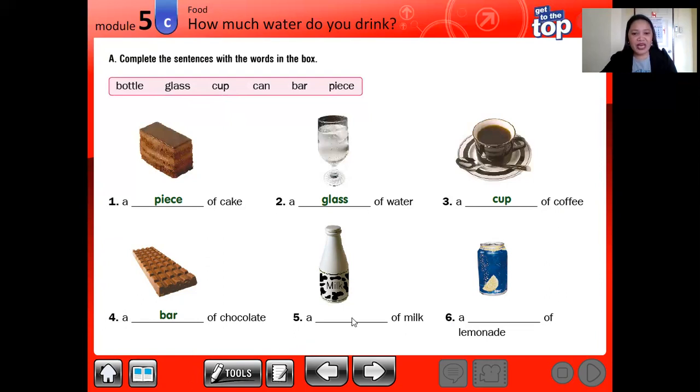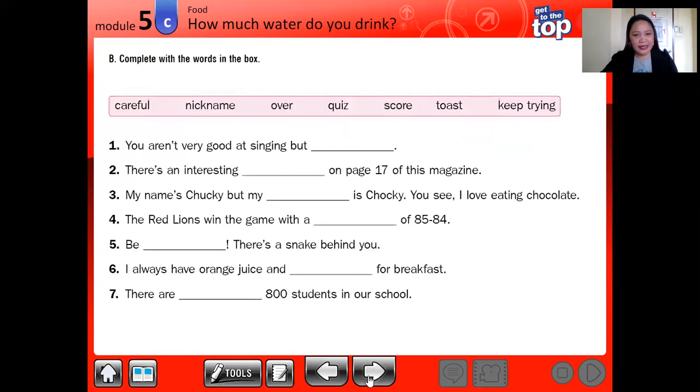Number 5, we have blank of milk. A bottle of milk. And a blank of lemonade. So we have a can of lemonade. Write this in your workbook. Okay. Next, complete with the words in the box.